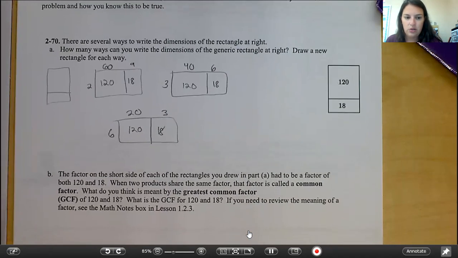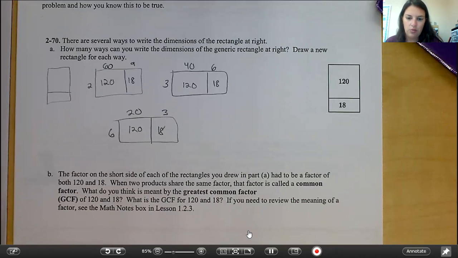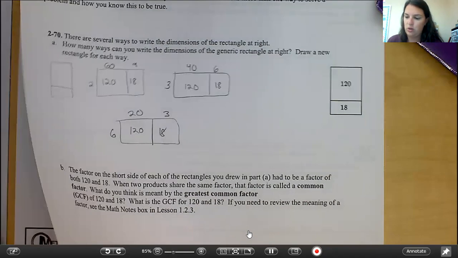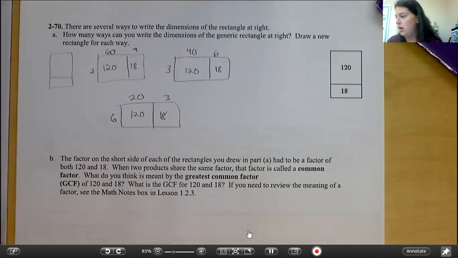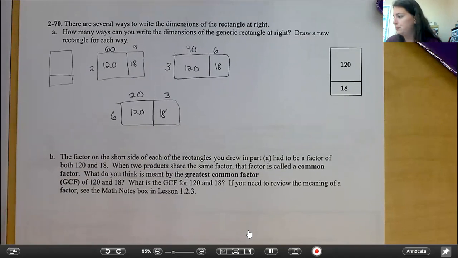B says the factor on the short side of each of the rectangles you drew in part A had to be a factor of both 120 and 18. When two products share the same factor, that is called a common factor. What do you think is meant by the greatest common factor, GCF, of 120 and 18? What is the GCF for 120 and 18? If you need to review the meaning of factors, see the math notes box in lesson 1.2.3. So go ahead and figure that out.